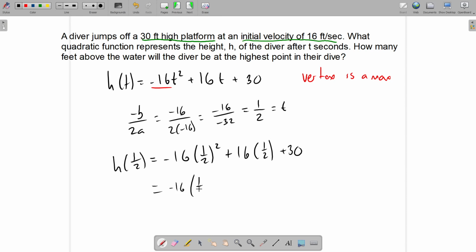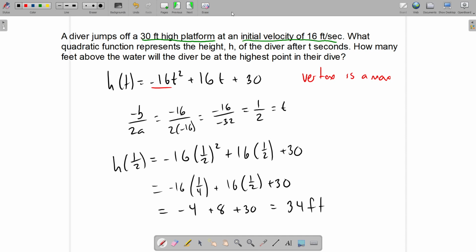So 1/2 squared is going to be 1/4. -16 times 1/4 is -4. 16 times 1/2 is +8, and plus 30. And if we do -4 plus 8, we get +4. And then 4 plus 30 is going to be 34 feet. So the diver reaches their maximum height at 1/2 second into their dive, and their maximum height is 34 feet.